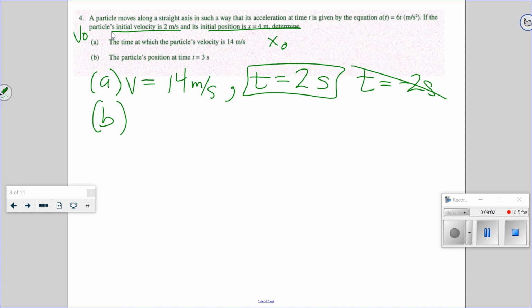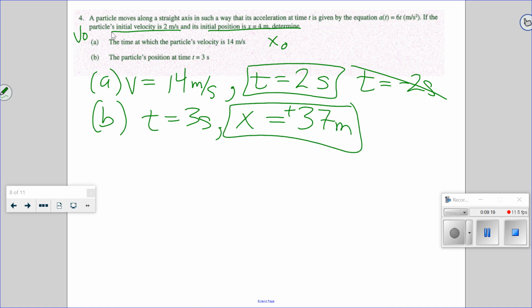And then we say when t equals 3 seconds, calculate position, not displacement. And you should get 37 meters positive. Pretty good? Okay. All right then.